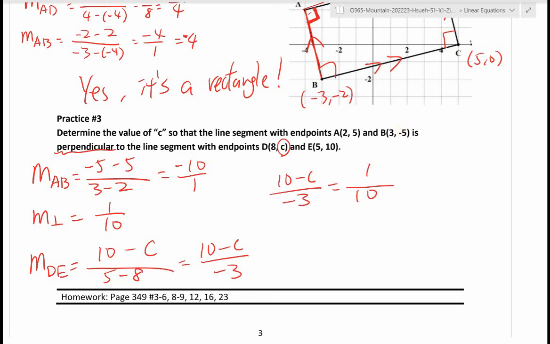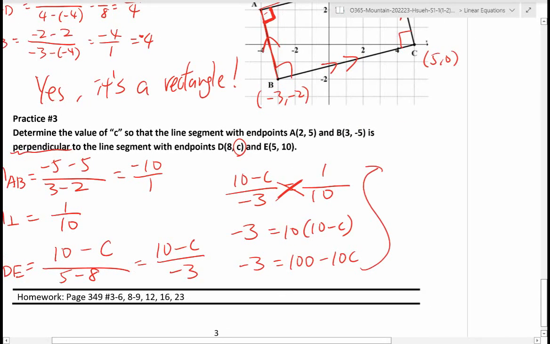Okay, again, this is something we've seen before. We have a fraction equal to a fraction, so we can simply cross multiply. Negative 3 times 1 is negative 3, and 10 times 10 minus C. Let me just write that out. And then we can expand this. Negative 3 equals 10 times 10, which is 100, and 10 times negative C is negative 10C.